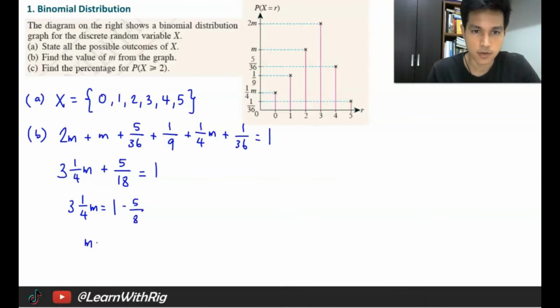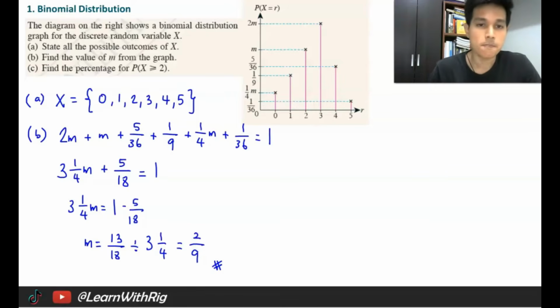So now you want to find m is 1 minus 5 over 18. So you should get 13 over 18 divided by 3 1 over 4. So your final answer, m should be equal to, use your calculator straight away, yeah? So 2 over 9 is your answer. Okay, that's your m value.